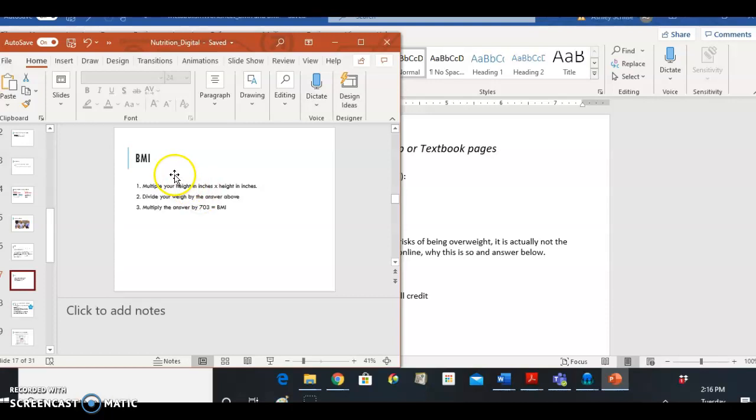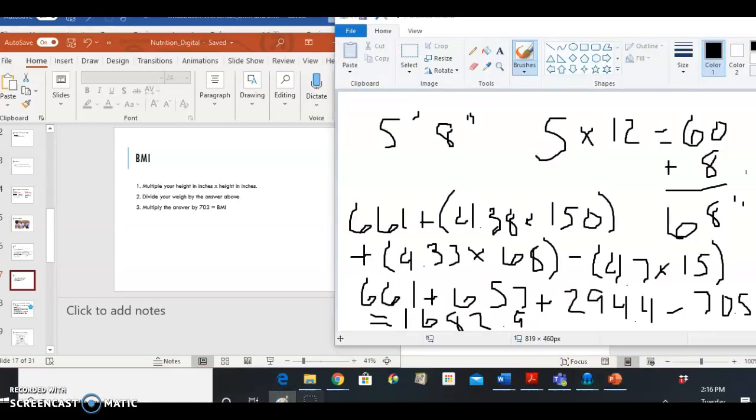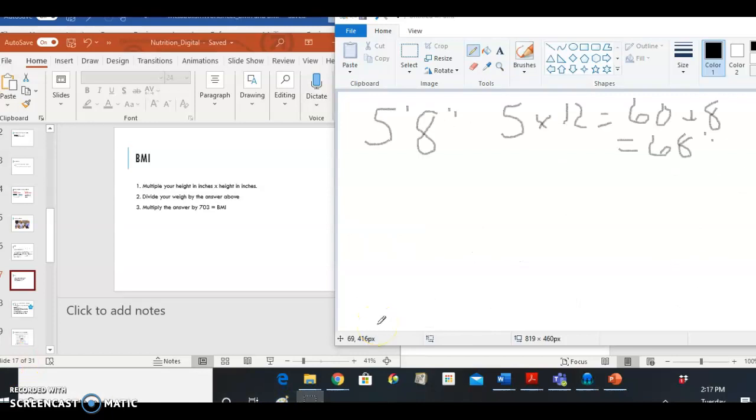So for this one, the equation is here. Basically, you are going to multiply your height in inches times your height in inches. So it's your height in inches squared. So if we go back into here, all right, so if we go to our same person here who's 5 foot 8 inches, we're going to need to square that. So 68 inches times 68 inches. And then we're going to get this answer. And we're going to divide your weight by that answer.